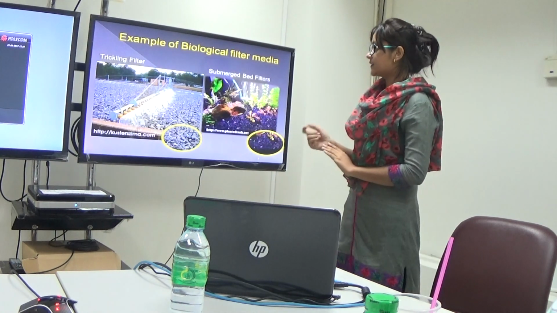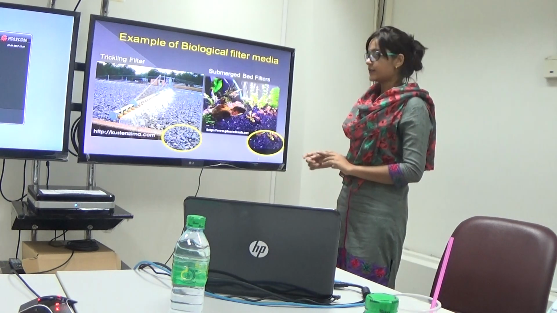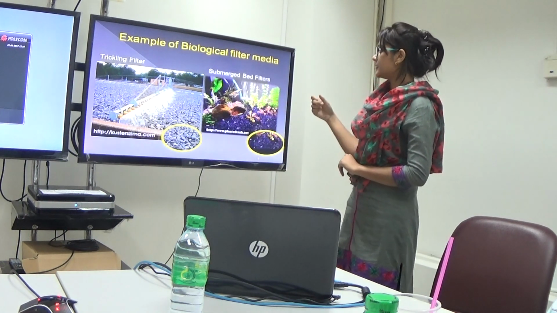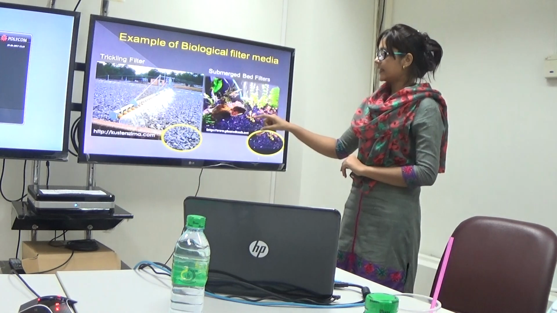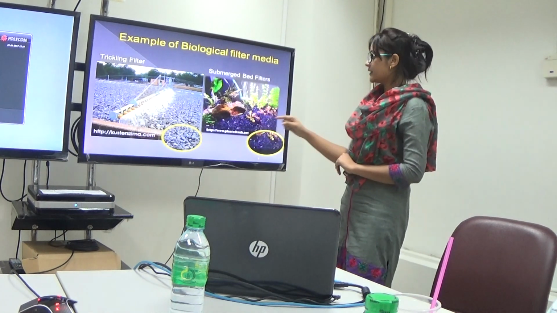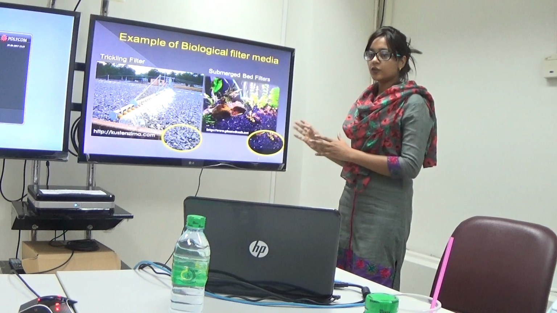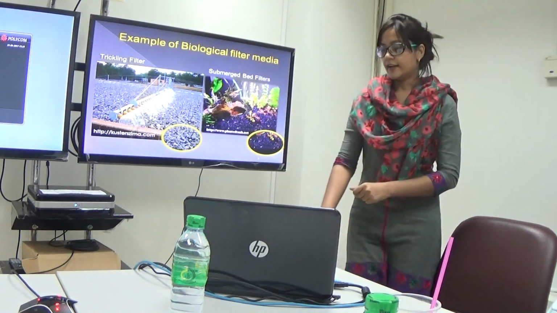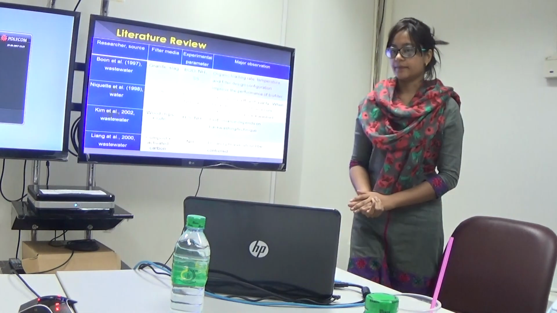This is one kind of example of how a biological filter is used. This is the trickling filter and this is the submerged-based filter. You can see the biological filter media is used in this system. They are used to remove the nitrogen compound from this system.